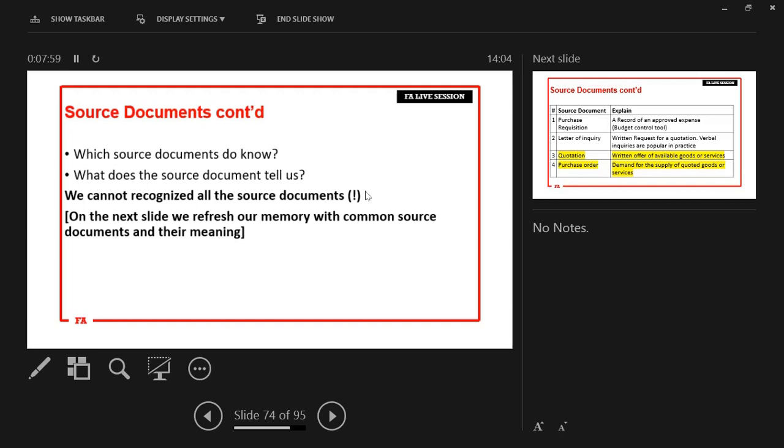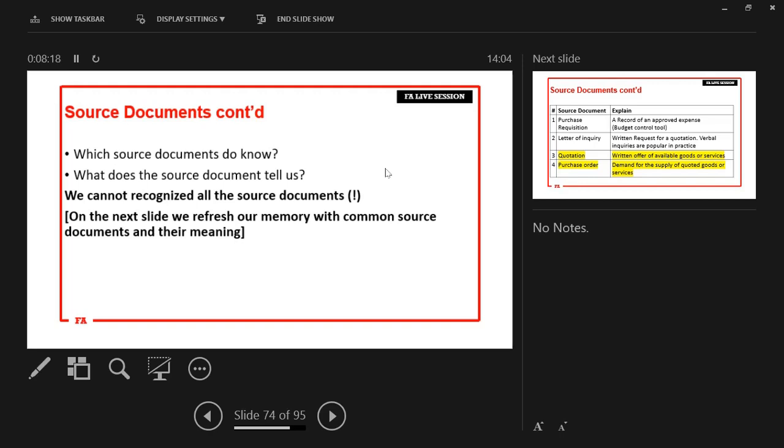So we also have got a receipt, eh? What does the receipt tell us? It's proof of payment. Payment, not purchase, because we have got credit purchase as well. But you understand that as we go through, eh? So let's proceed now.